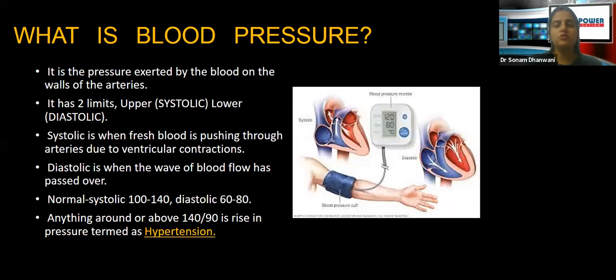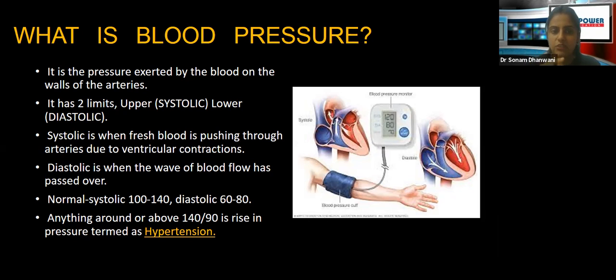Okay, it has two limits, upper limit and lower limit. Basically, blood pressure is measured in upper limit and lower limit. So whenever you are going to give calculation or measurement of the blood pressure, it is supposed to have two values, the upper limit and the lower limit. Okay, so upper limit is known as the systolic blood pressure, lower limit is known as the diastolic blood pressure, right? Systolic is when fresh blood is pushing through the arteries during ventricular contractions.